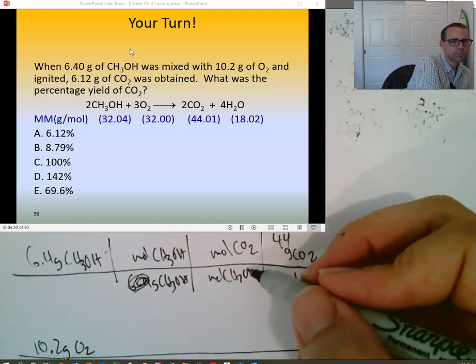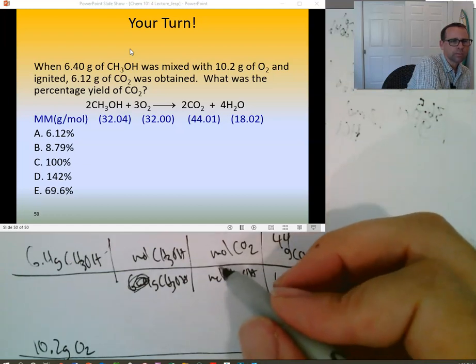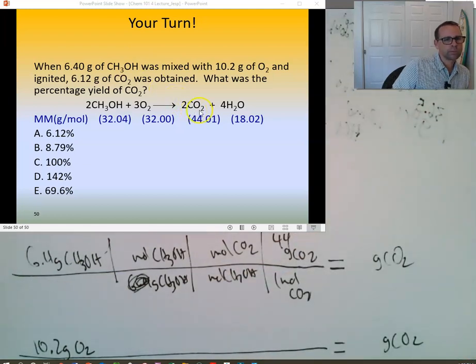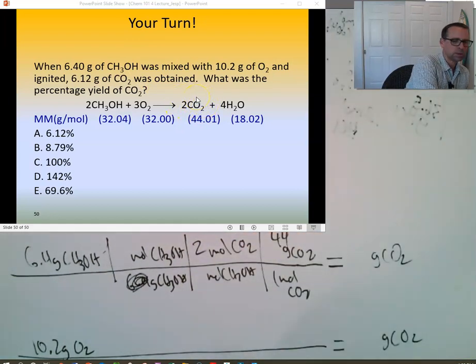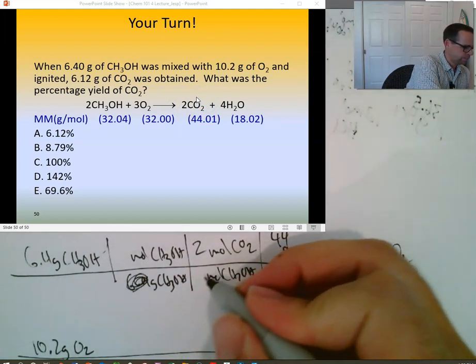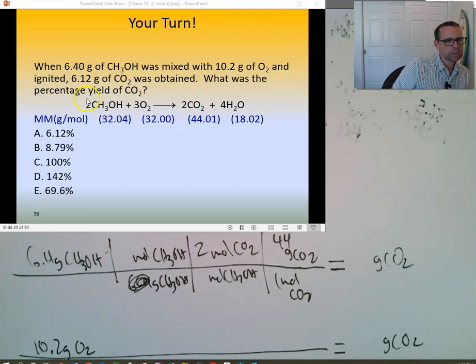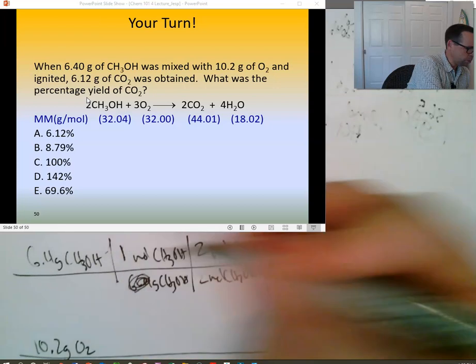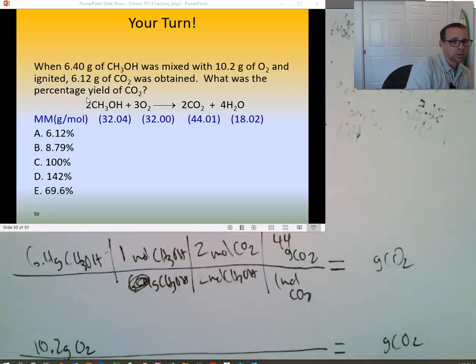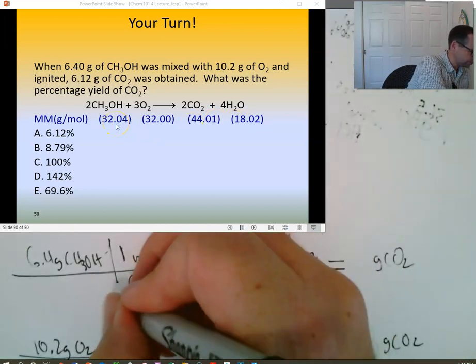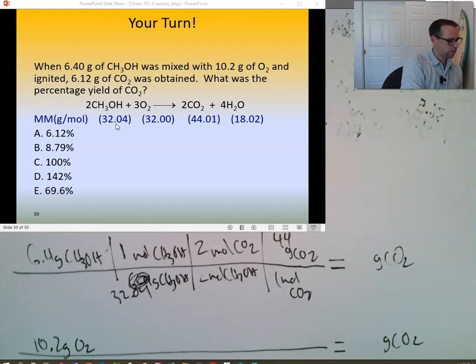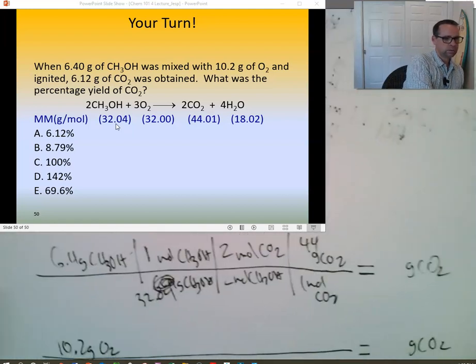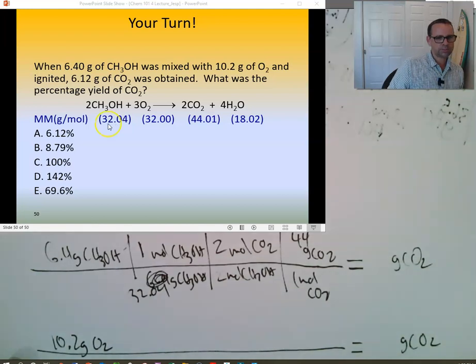is, do you see it? What is it? 2 carbon dioxides to how many methanol? Methanol, what's the letters? CH3OH. 2 to 2. Very good. And then 1 mole of methanol, it's telling us down here what the molar masses of all these are. So it's 32. So, you have a calculator nearby?